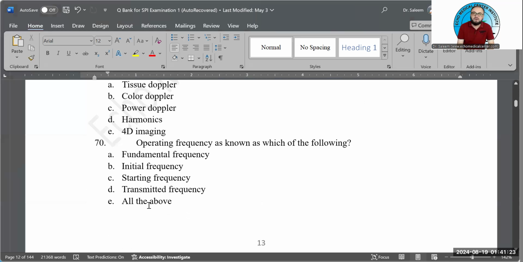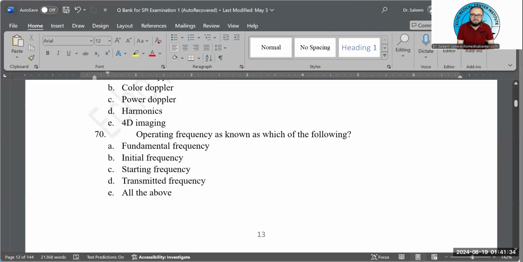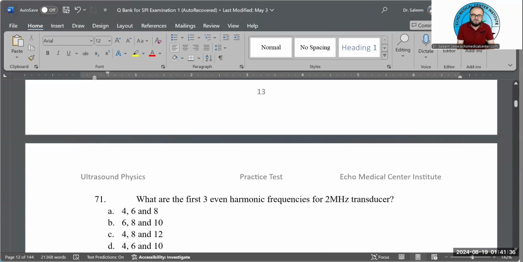Absolutely right. All of the above is the correct answer. Even there is another name also, transducer frequency. So they have 5 names. So that is the correct answer. Absolutely right. Okay, let's do the next question.